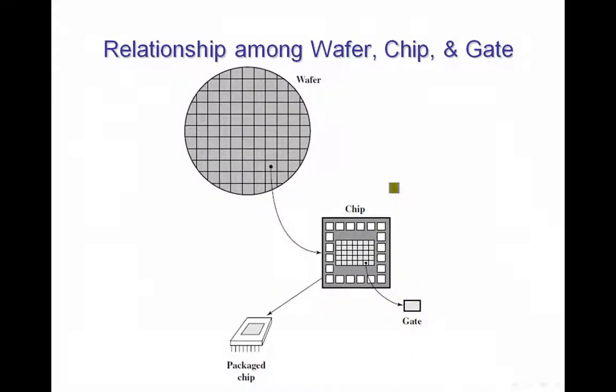The relationship among all of these things: we have the wafers, plates over each other, which make up a chip. All of these wafers containing the electronic circuits are packed into a packaged chip with different pins to be placed on the motherboard.